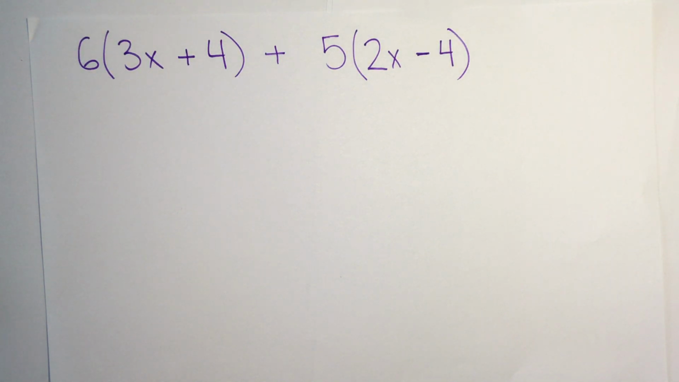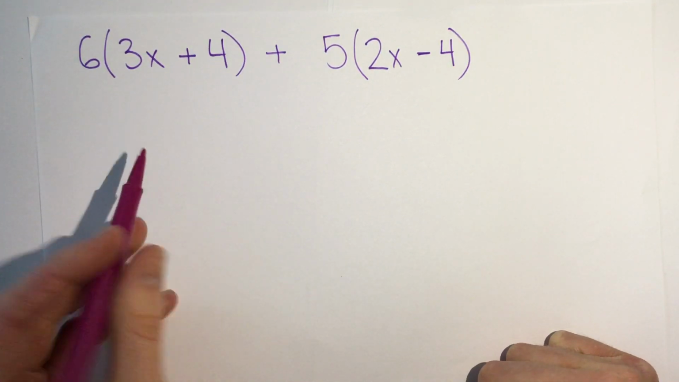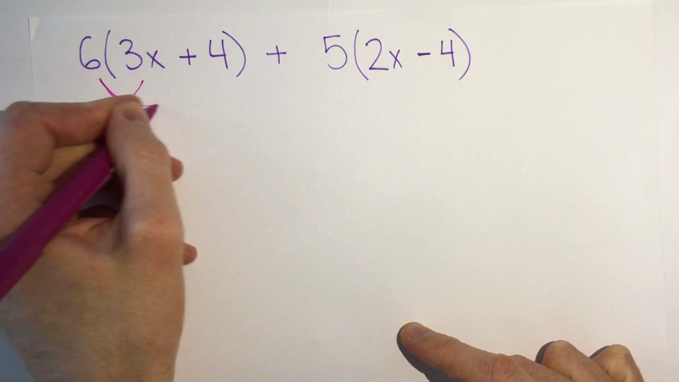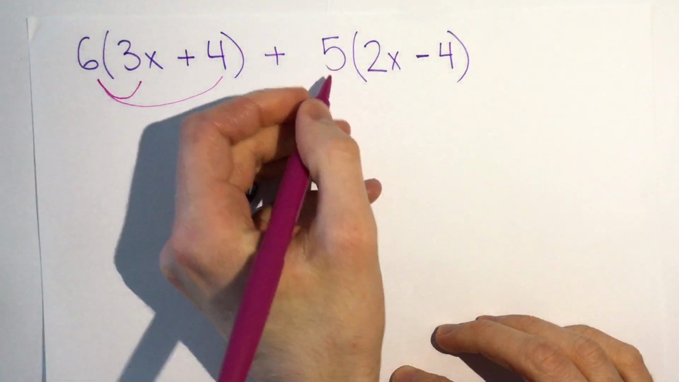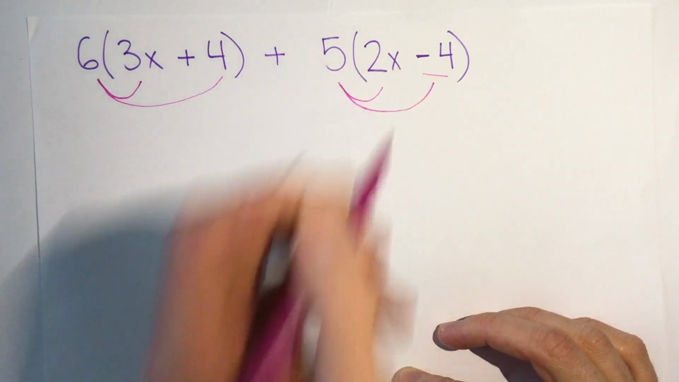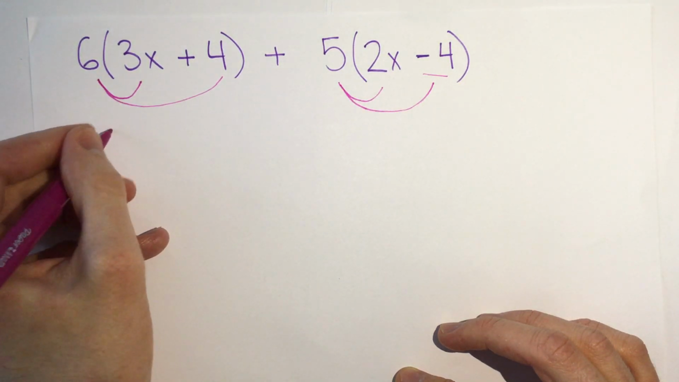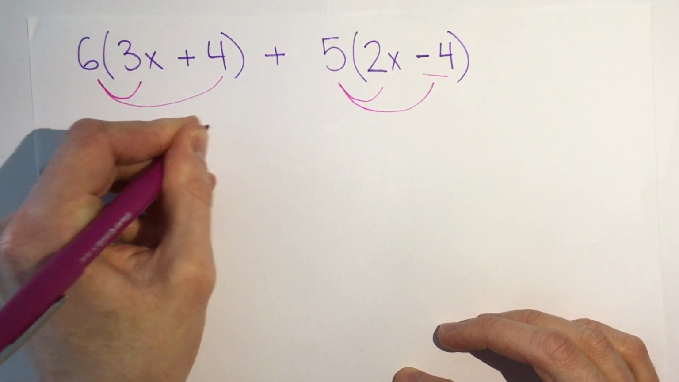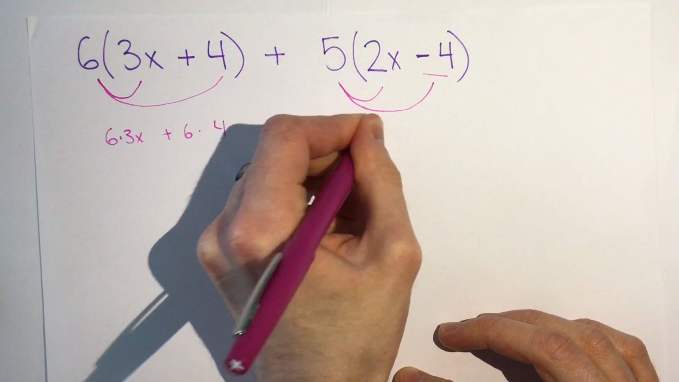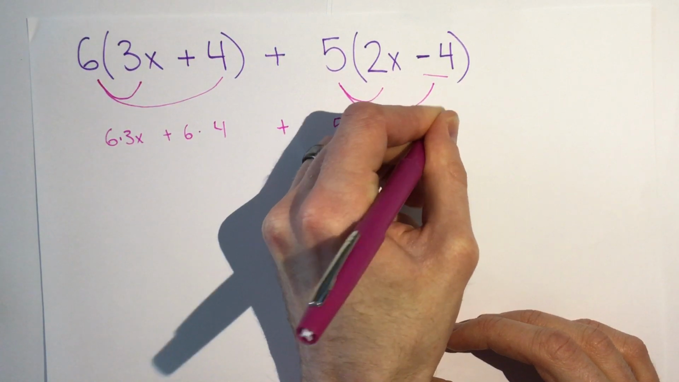If we take a look at this, the first thing we should do is deal with our parentheses, do the distributive property. So we'll do 6 times 3x, 6 times 4, and we'll also be doing 5 times 2x and 5 times negative 4. So the first one will be 6 times 3x plus 6 times 4, plus 5 times 2x, and 5 times negative 4.